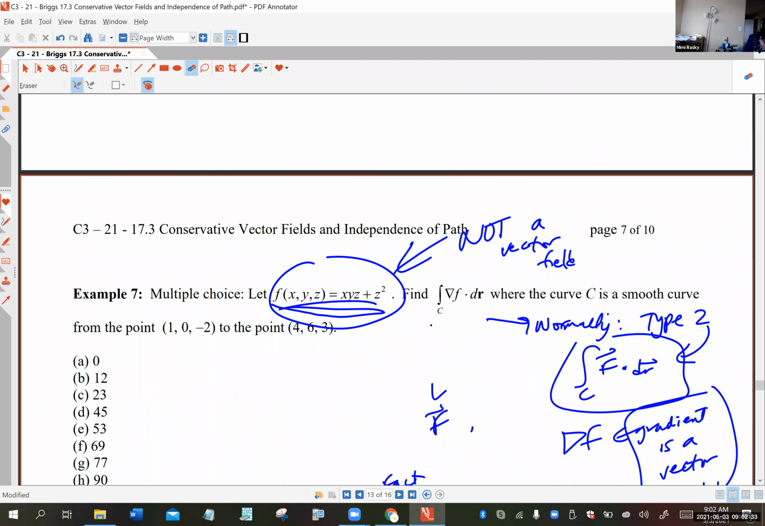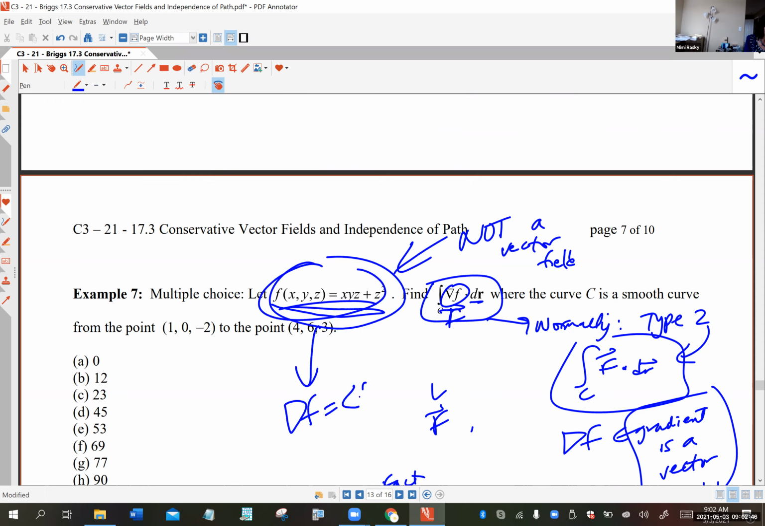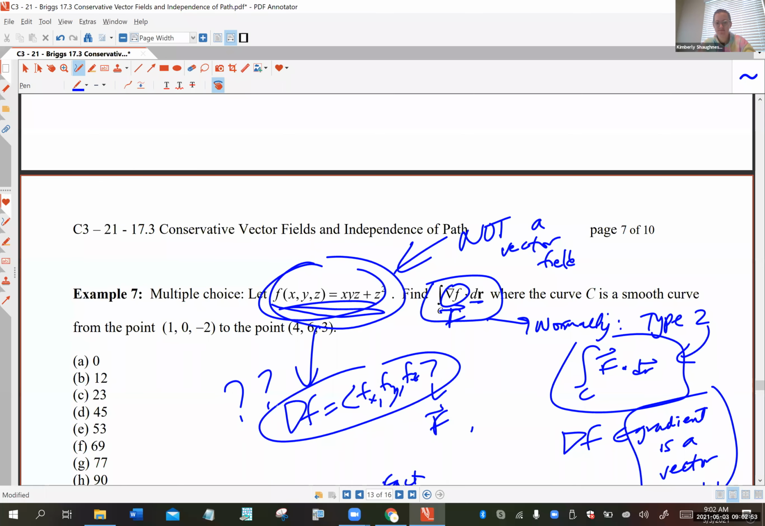So what are they doing here? Take the line integral of del f dot dr. They gave you the vector field. It's the gradient field. And so do we have to go get the gradient for this function, fx, fy, fz? Should we go get it? No. Why would you do that? Not necessary. No need to go get it. Why not? Pay attention.